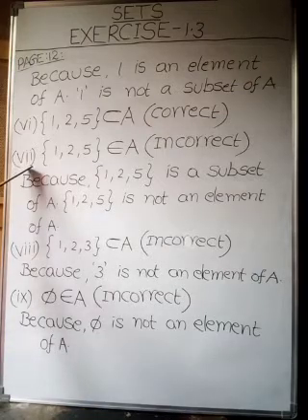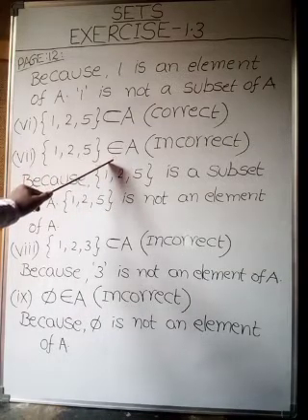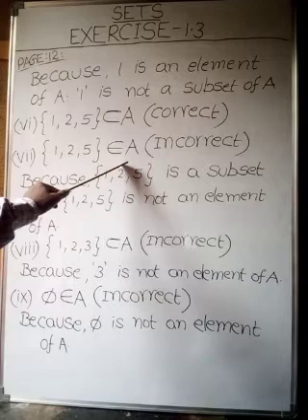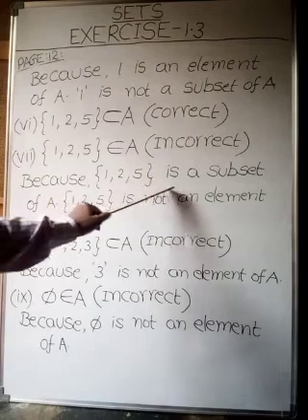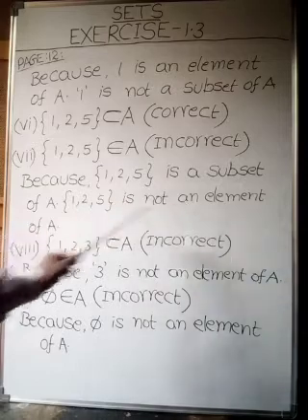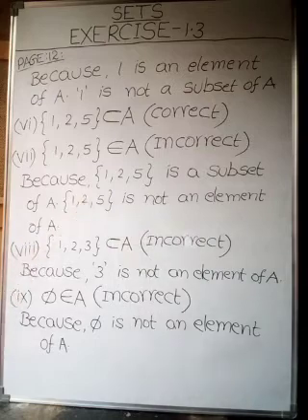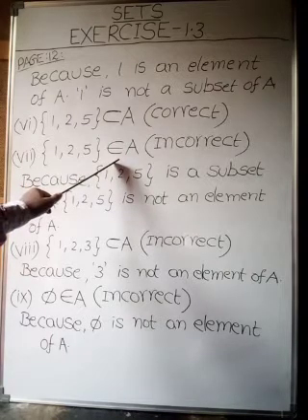Right. Now come to the next statement. Seventh one. Set {1, 2, 5} belongs to, means is an element of A. Is this an element of A? No, it is a false statement, because set {1, 2, 5} is a subset of A, but set {1, 2, 5} is not an element of A. This entire part is not an element of A. It is only a subset of A. That is why this statement is a false statement. Is it clear, my dear children?